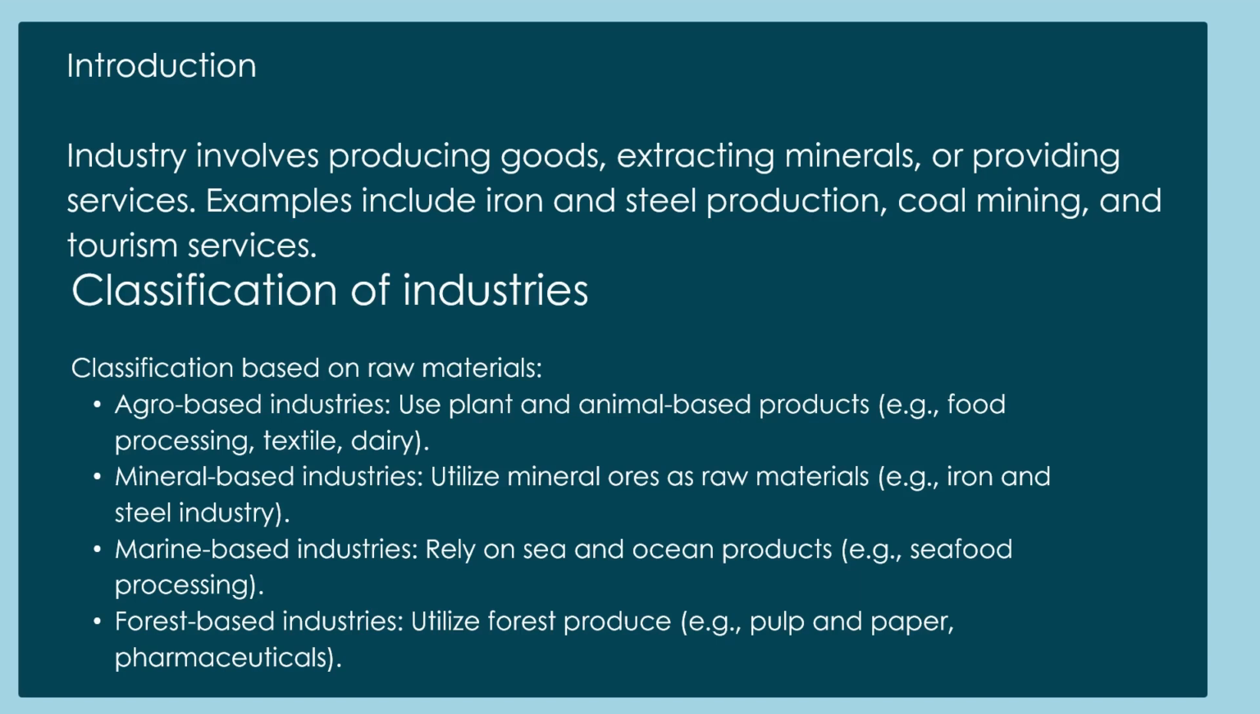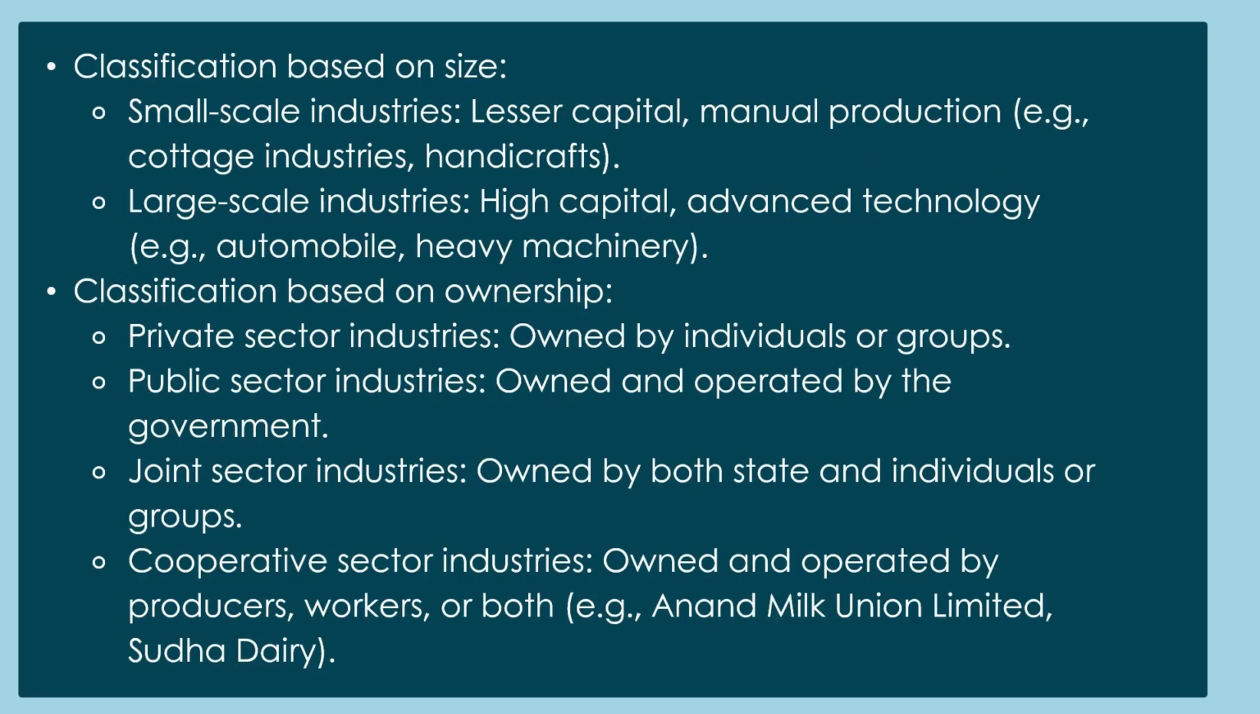Fourth one is forest-based industries. They utilize forest produce, for example, pulp and paper and pharmaceuticals. Classification based on size. Small-scale industries involve lesser capital and manual production, for example, cottage industries and handicrafts. Then large-scale industries involve high capital and advanced technology, for example, automobile and heavy machinery.